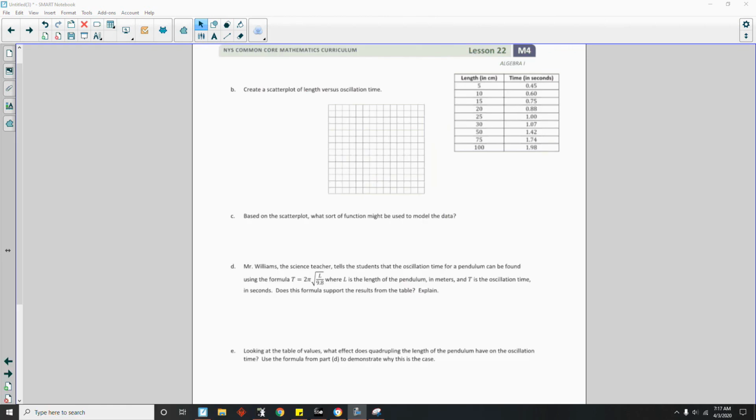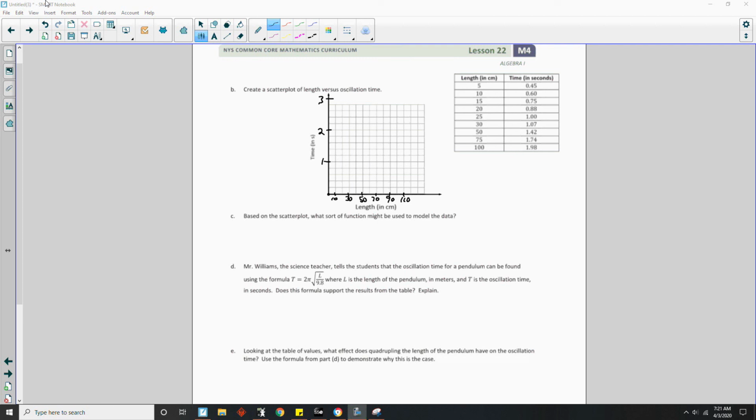Okay, page 4 brings us to part B of this problem, and it says to create a scatter plot of length versus oscillation time. All right, so I copied over the table from the prior page, so I don't have to keep going back and forth. All right, so we're going to create a scatter plot. So the first thing I want to do is have an x and y axis here, so I'll put that in.